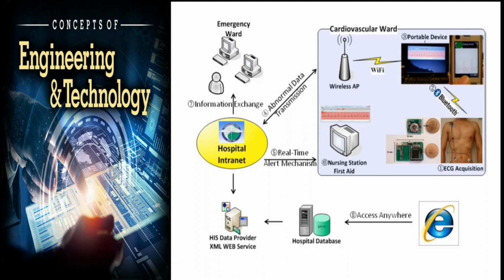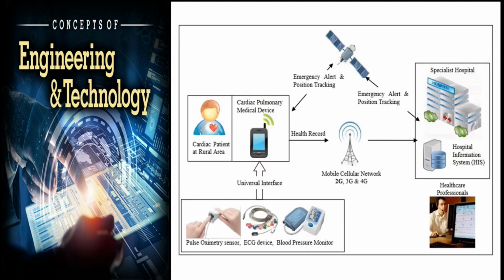So this is another system model, you can say. We have, starting from the pulse oximeters, different sensors, the ECG device, and the BP measurements and all those. That can be connected with the cardiac patients at rural centers. We have the cardiac pulmonary medical device, through which we'll be sending all the information, the health records and all those things.